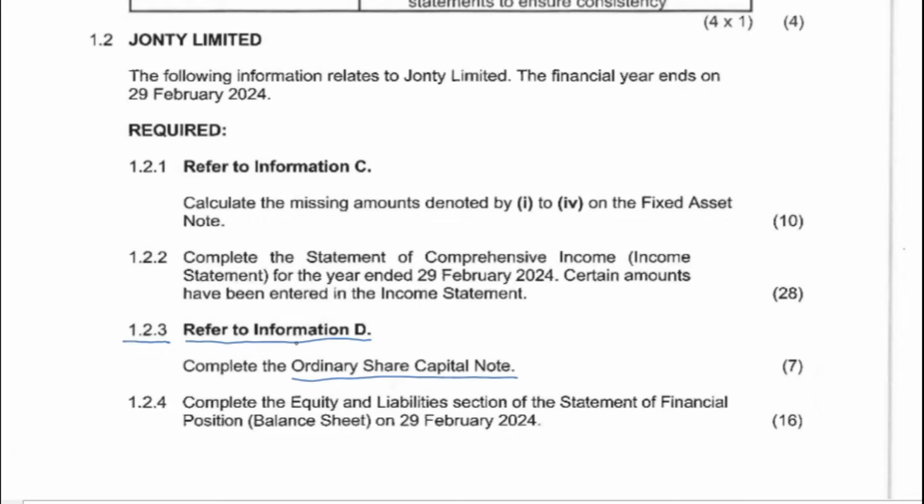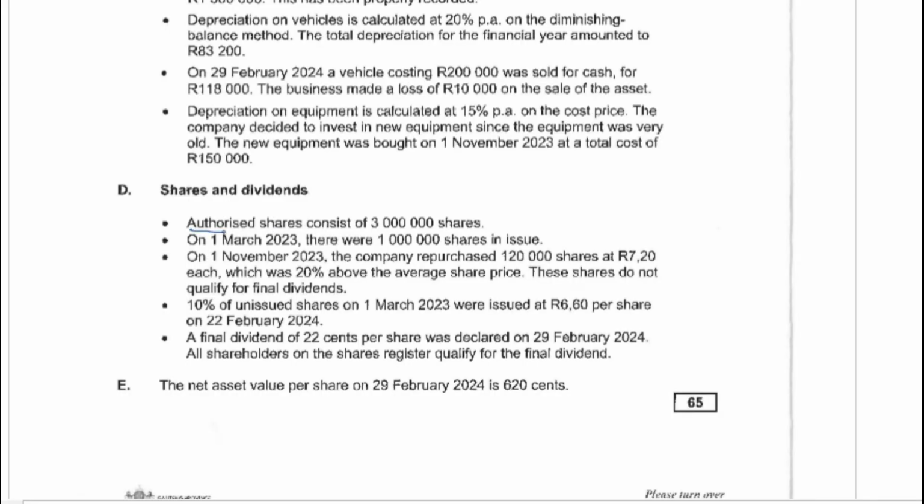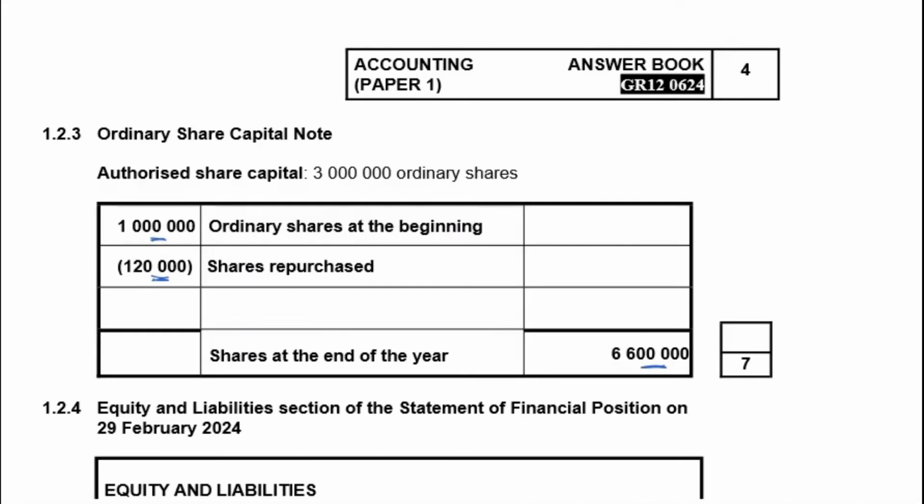Let's have a look at the additional information that's been given to us. We are told that authorized shares consist of 3 million shares. If we look at our note, we can see that this information has been disclosed, so no further action is required.